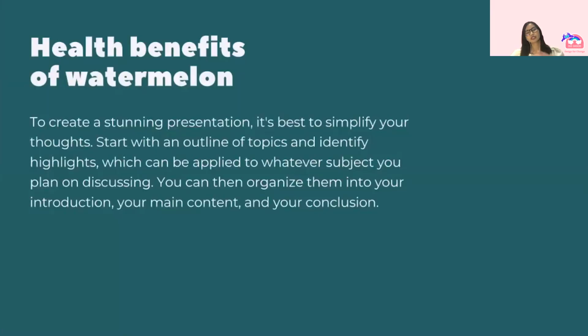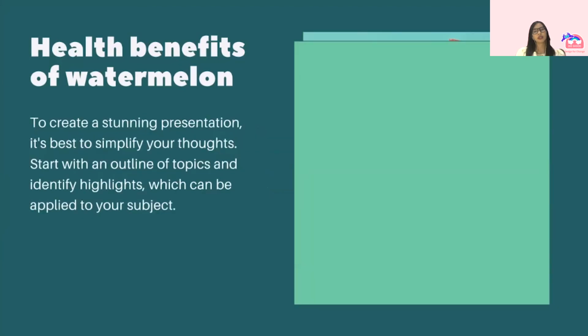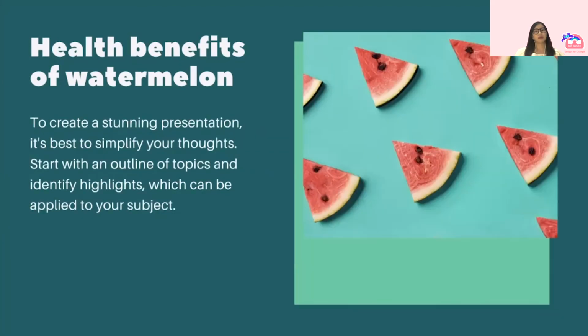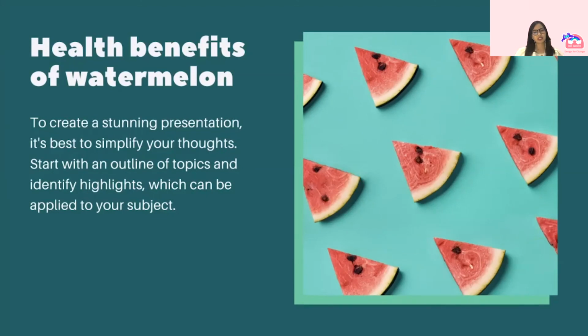So for example, here is a design which has a good shade of green and uses a good combination of fonts. You have a sans serif font here, but it seems that there's something lacking in it to drive your message across. For example, this one is talking about the health benefits of watermelon. Why don't you insert an image of a watermelon? So there we go. There's a stark difference here.